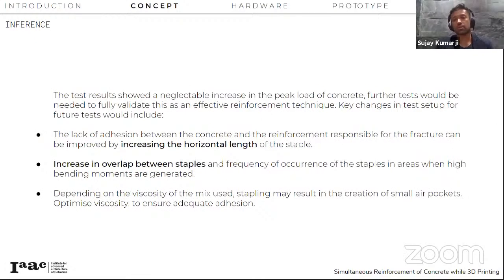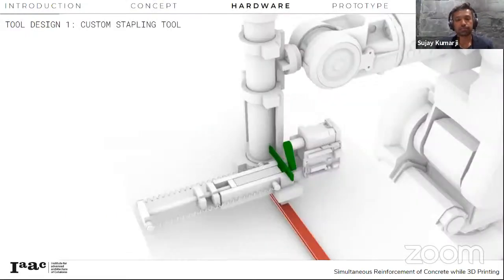One was to increase the horizontal length so that the effective overlap of each reinforcement staple was greater. Because once we evaluated the point of breakage of the beam sample, we saw that a lot of these failures happened due to insufficient overlap and insufficient length. The other thing that we needed to check was the viscosity of the mixture as well, and what other problems it may have caused during the curing time.